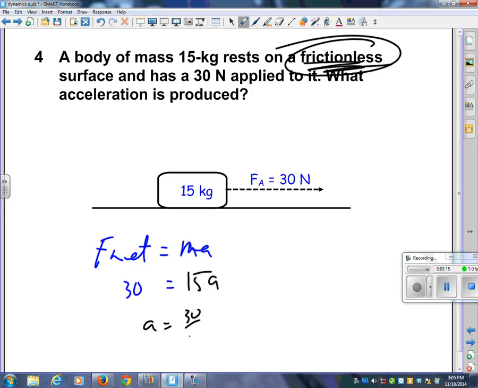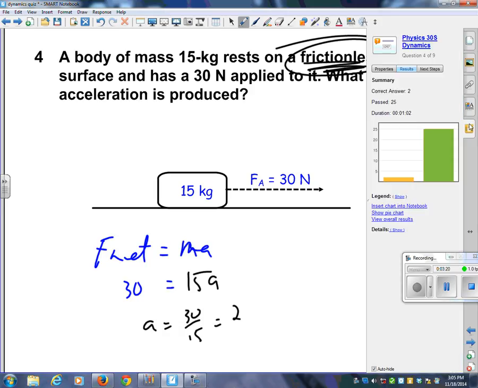30 divided by 15 is 2. How many people got that? Lots. Good. I think that's what I want. See, it's 2. Me and Charlie are the only ones that got that one. Oh, yeah. I can check later.